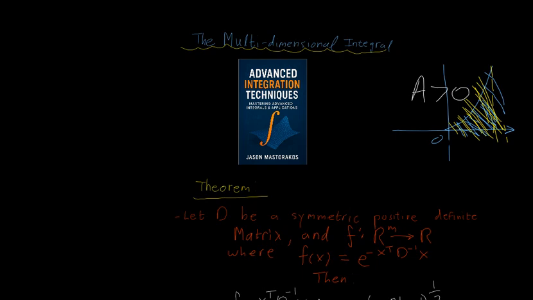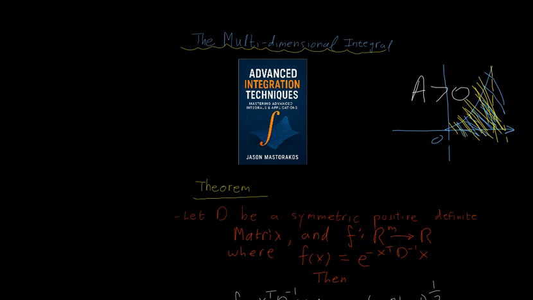Okay, as I said, it's really important that you have a good, strong foundation in elementary linear algebra as well, because that's what this theorem uses. So let capital D be a symmetric positive definite matrix, and let f map a region R in R^m to R. Okay, so R is a region. That's what R is defined as, where f of x is equal to e to the power of negative x transpose (that means transposing the matrix) times the inverse of the matrix D times x.